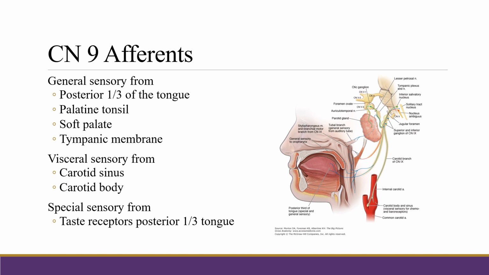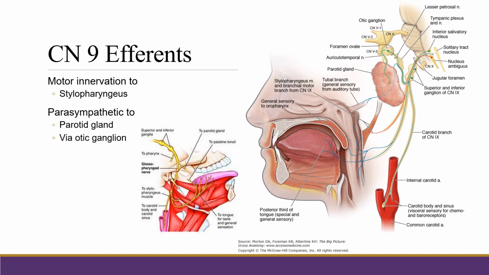Cranial nerve 9 afferents: general sensory, again posterior 1/3 of the tongue, palatine tonsil, soft palate, tympanic membrane, the carotid sinus and body again. Okay, we're pretty good at that. Motor: stylopharyngeus. Parasympathetics: parotid, and otic. So parotid gland via the otic ganglion, and there's a nice picture of it there. Pause at any of these areas where you like the pictures and hang out with them for a little while.